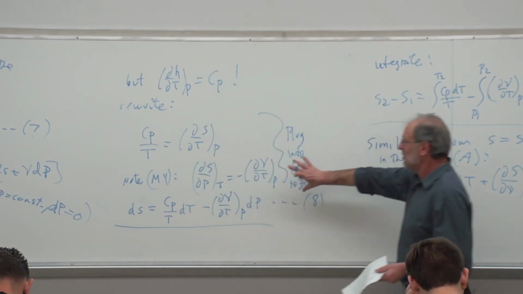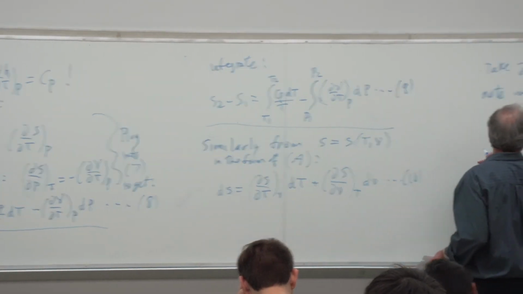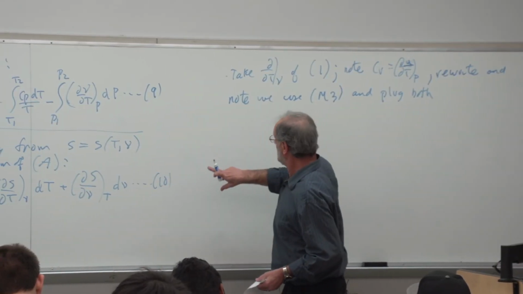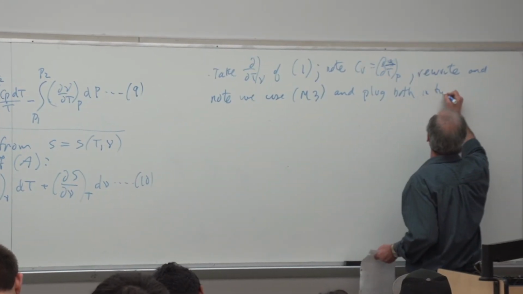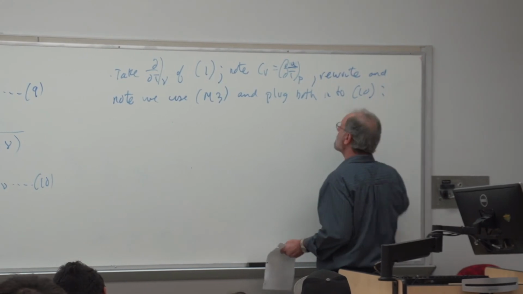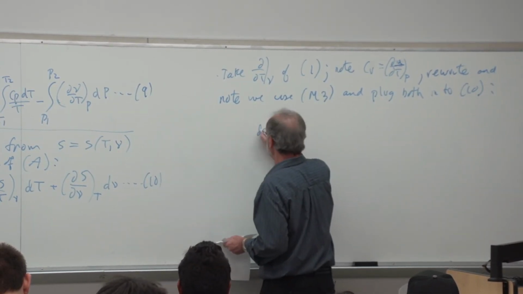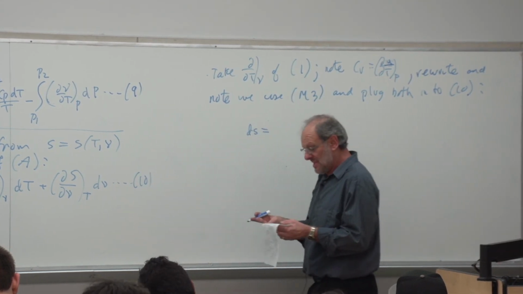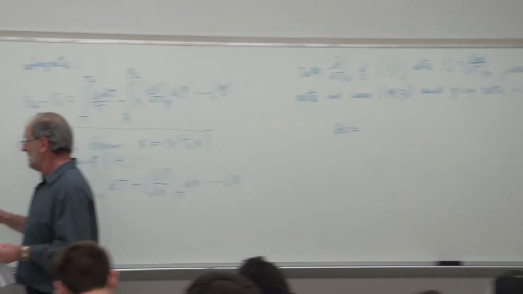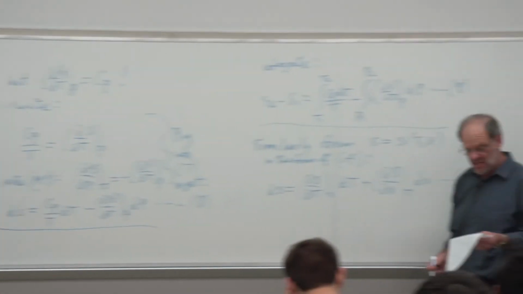We're going to note the third Maxwell relation. And now we're going to plug them into equation 10. So plug both into equation 10. Okay, so this then becomes dS equals, now the (∂S/∂T) at constant v term is going to be very similar to what we had over here. It's just going to be Cv dT over T.